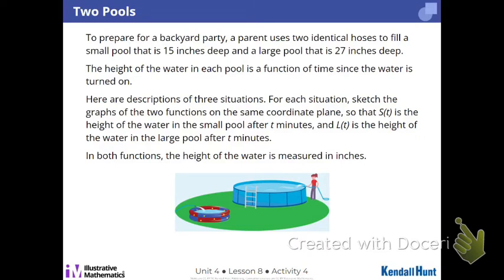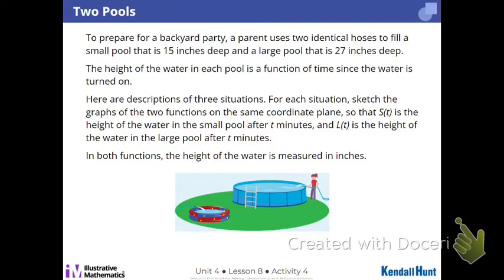There are 2 pools for this pool party. It's going to be fun. A little one and a big one, okay? And they're both getting filled by the same type of hose, meaning the hose that goes in the little one and the hose that goes in the big one fill at the same rate, by volume.